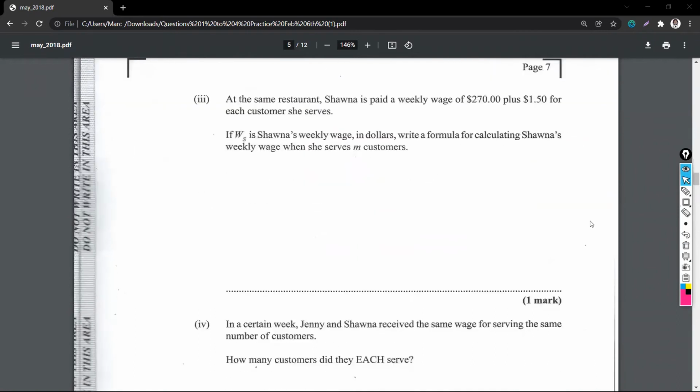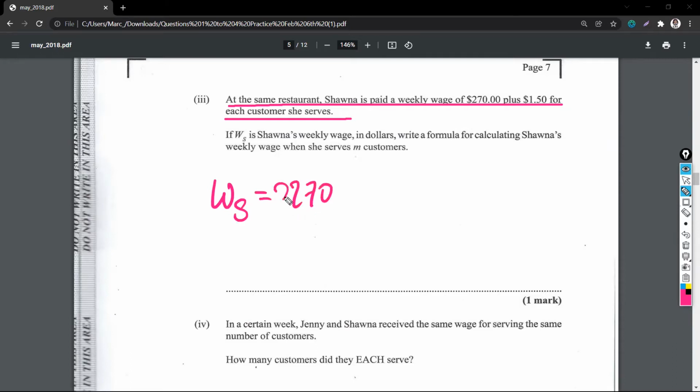All right, so let's move on now. The next part here says, at the same restaurant, Shauna is paid a weekly wage of $2.70 plus $1.50 for each customer she serves. So Shauna, guys, maybe she's a manager or something, I don't know. They have a different rate for Shauna, right? So let's do the rate for Shauna. Let's say WS, because Shauna is with an S, right? So Shauna's rate, guys, is $2.70. She gets a lower base pay, but she gets a higher commission, right? So 1.5, let's call it N, right?